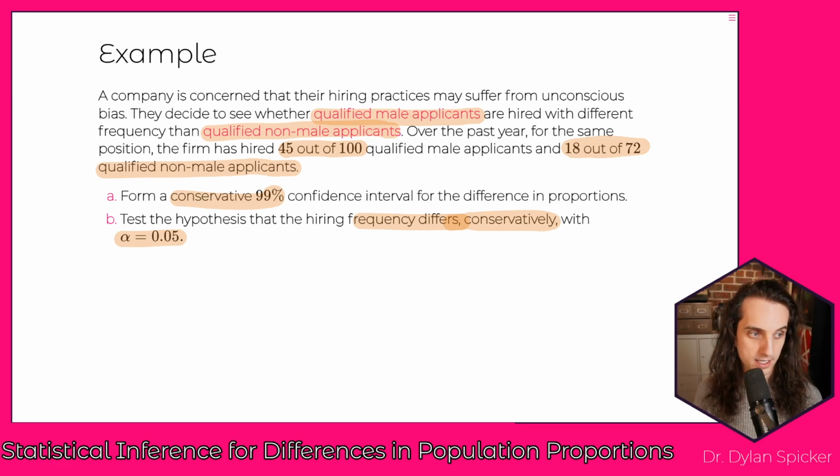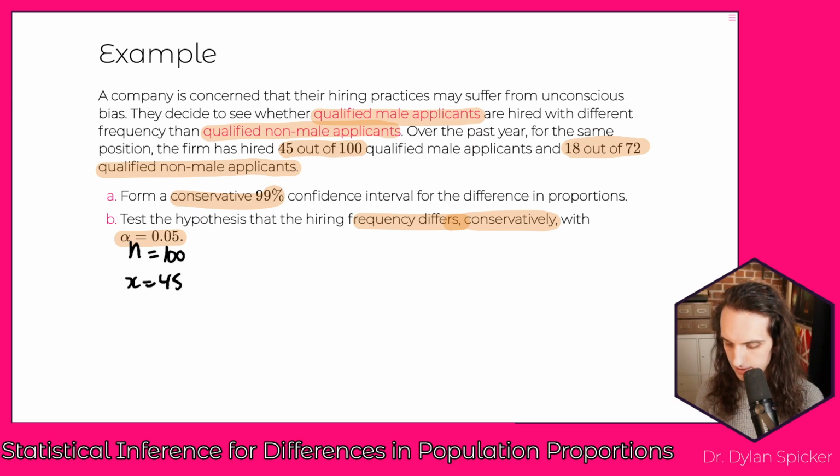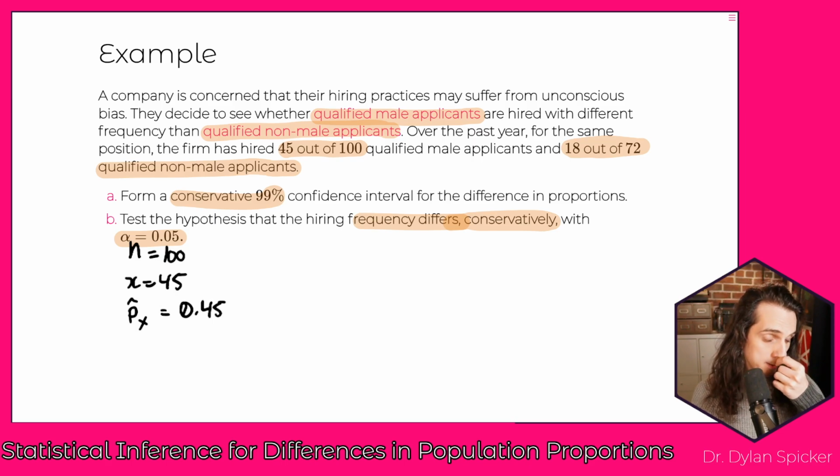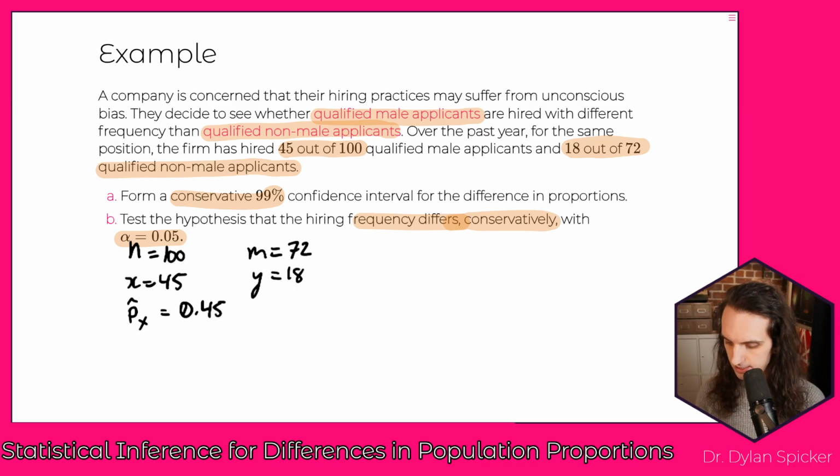So in the first case, we're thinking about n is equal to 100, right? We have an observation of 45, and so then p hat of x is going to be 0.45. For the second population, we have an m of 72, we have a y of 18, and so then p hat y is going to be 18 out of 72, which is 0.25.